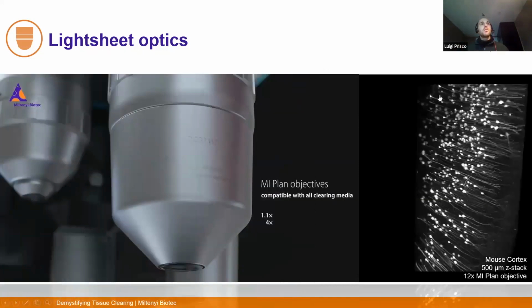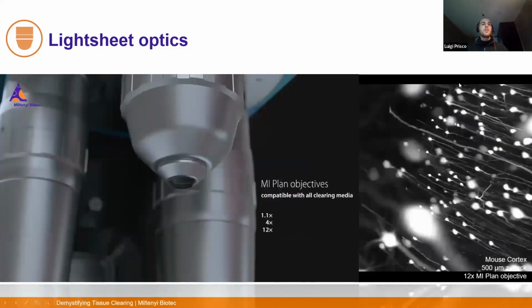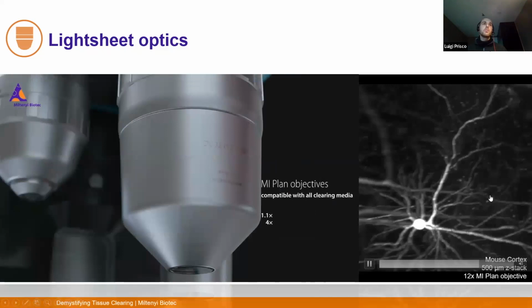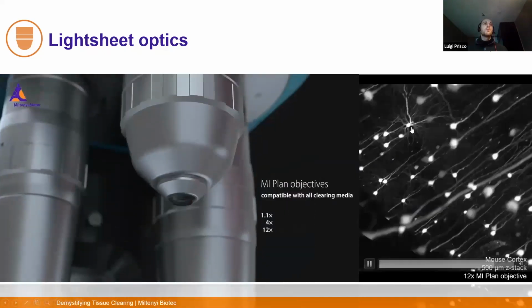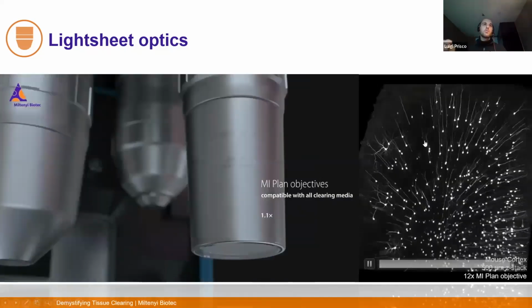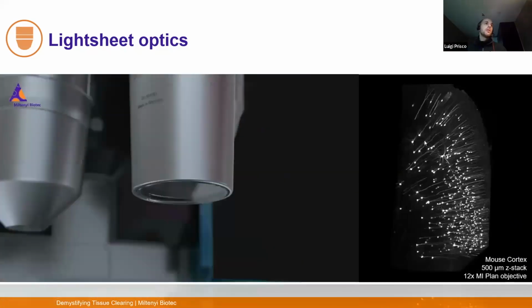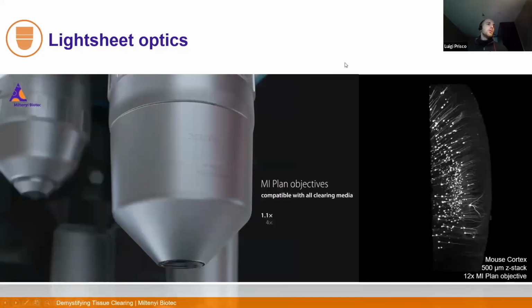I brought here a little example of the resolution which you could get. This is a 12x scan of a piece of a mouse brain. We are focusing on the cortex, and it's quite nice because you can appreciate all neuronal processes and get an idea of what would be the best resolution that you could get out of this system.